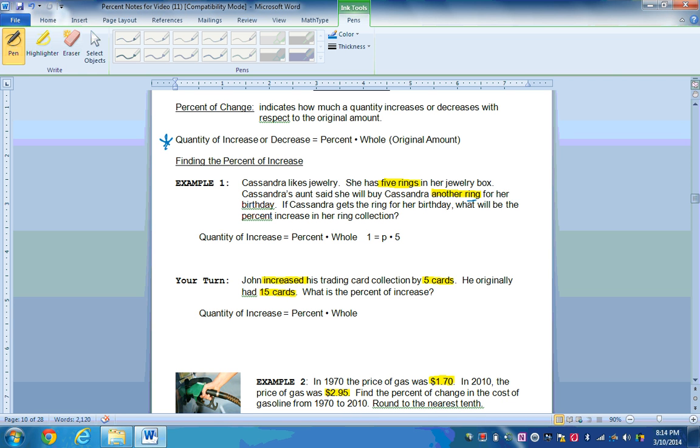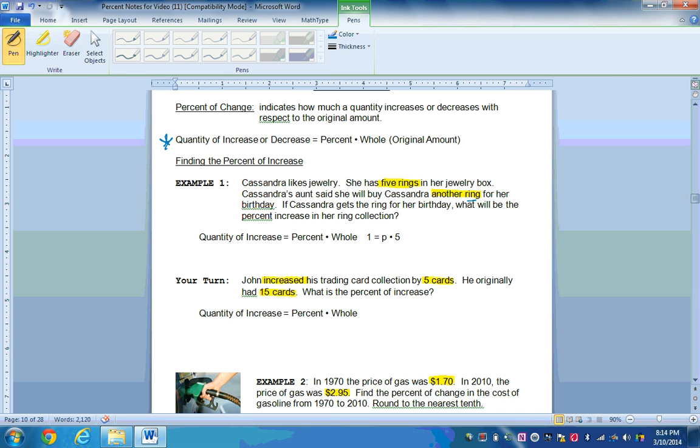In example 1, Cassandra likes jewelry. She has 5 rings in her jewelry box. Cassandra's aunt said she will buy Cassandra another ring for her birthday. If Cassandra gets the ring for her birthday, what will be the percent increase in her ring collection? So let's go back to that formula. We rewrote it here for you.